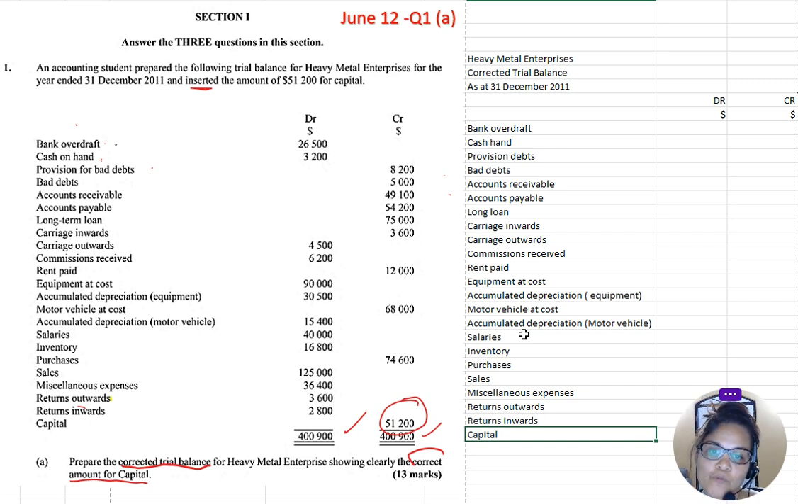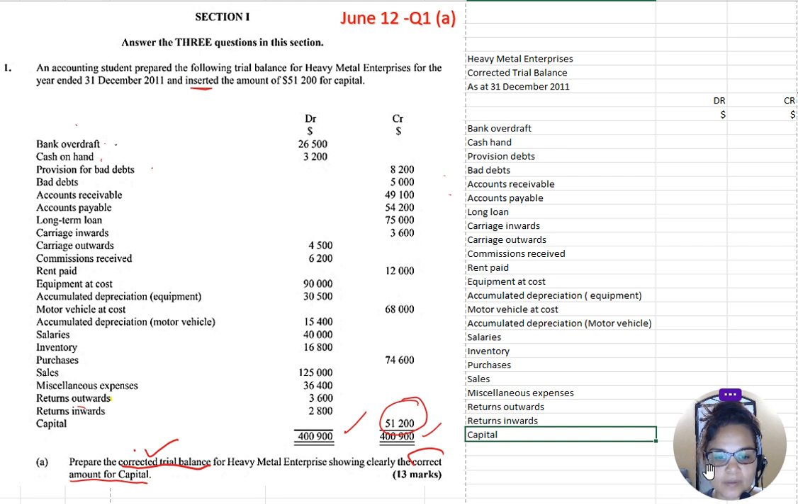So the next step, after you write this down in a list in your exam paper, all you have to do now is ask yourself which side each amount goes. In this requirement, you will not be asked to correct any errors. You know a trial balance could have errors and they could give you a list of errors to correct, but here all they ask you is to prepare the corrected trial balance. So this is already given, and all you have to do is state whether each amount goes in the debit or credit side, and get the corrected amount for capital.